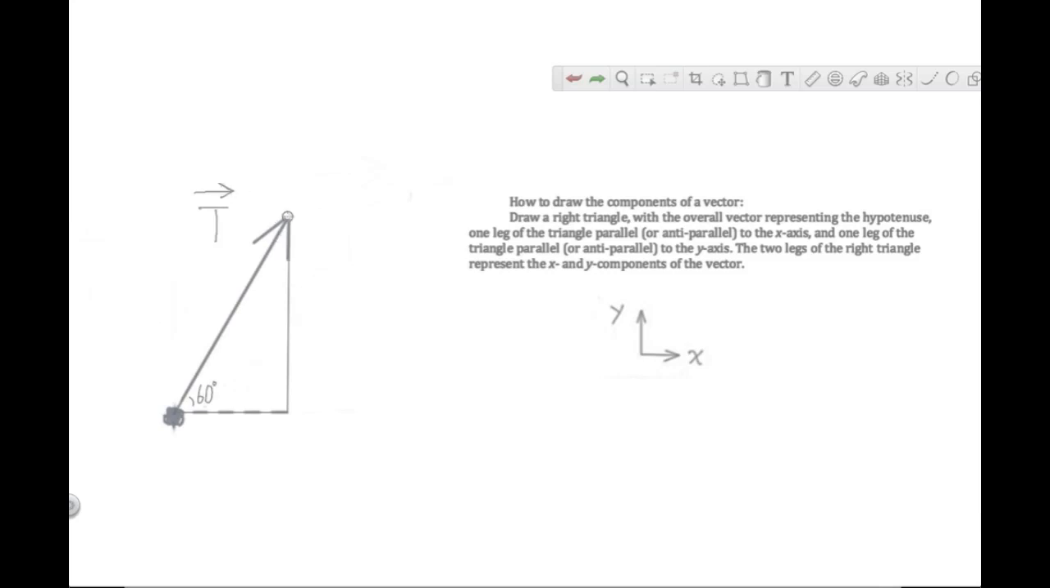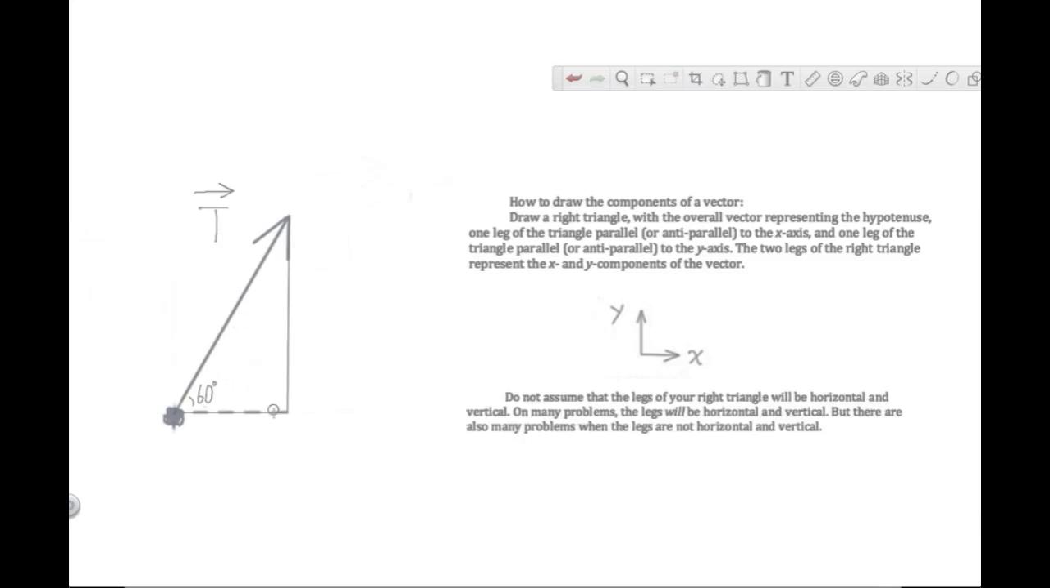Of course, we could draw a different right triangle. Here we drew a right triangle below the overall vector. We could have drawn the right triangle above the overall vector, but then it wouldn't include the 60-degree angle that we were given. So in this case, it's better to draw the right triangle below the overall vector to include the 60-degree angle that we were given.